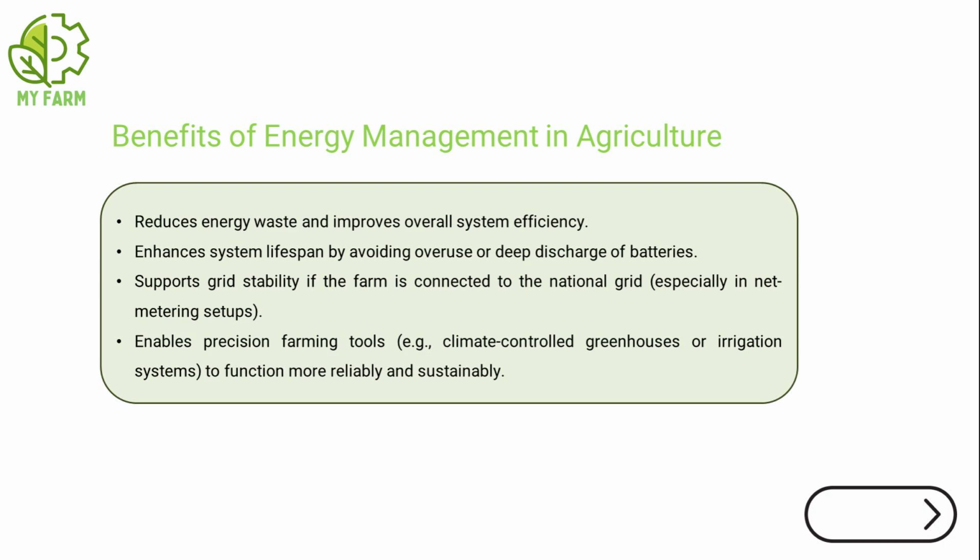Precision agriculture also benefits. Automated irrigation, climate-controlled greenhouses, and livestock systems can operate reliably and sustainably. Additionally, smart energy management improves resilience to weather fluctuations, energy price spikes, and unexpected power outages. It empowers farmers to make informed decisions about resource use, planning, and investments. In short, integrating storage, monitoring, and management systems allows farms to be more productive, sustainable, and energy independent.